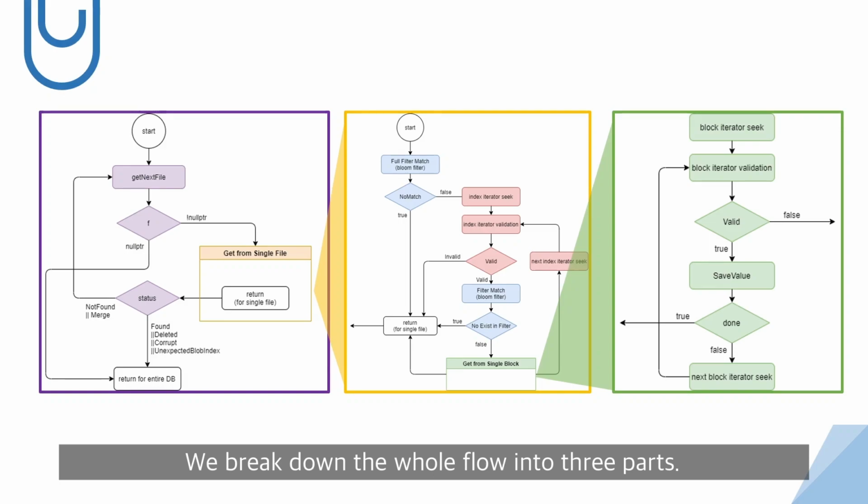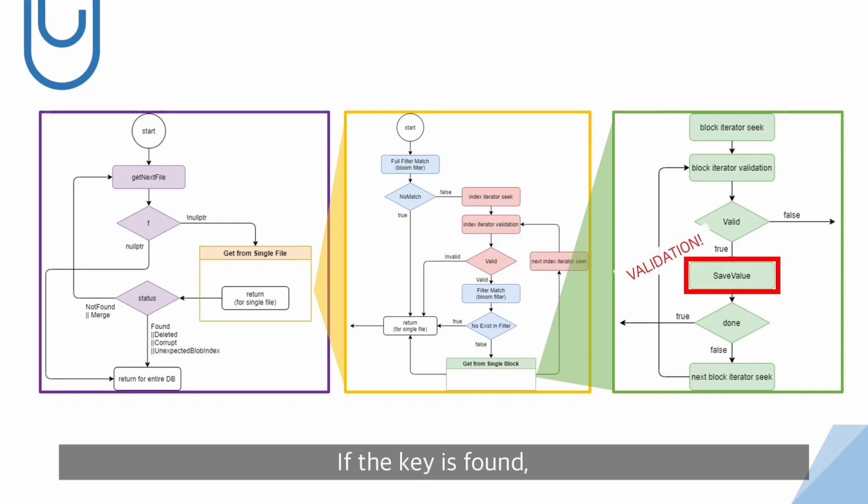We break down the whole flow into three parts. First, get SSD files in level order until a visible snapshot is found. Within a single SSD file, we must traverse the Bloom filter, index block iteration, and then Bloom filter again, finally single block iteration. If the key is found, here comes the sequence number, only for visibility check.